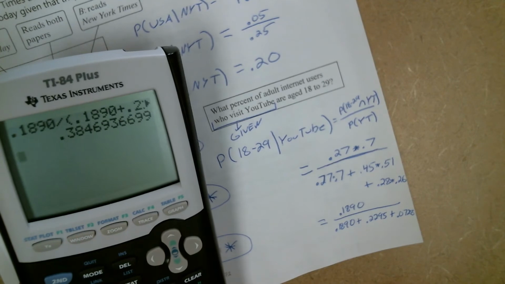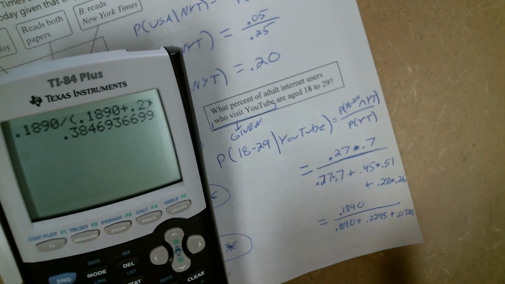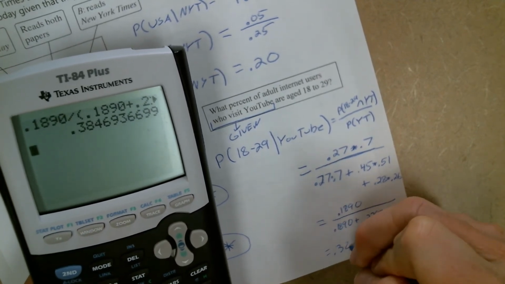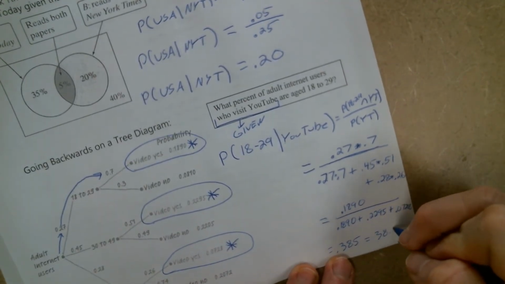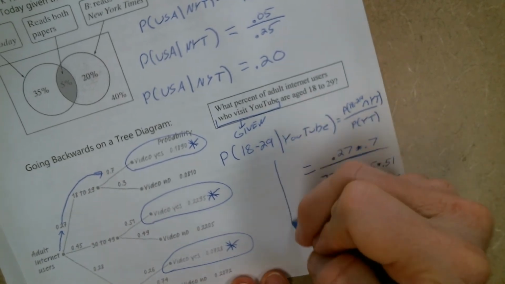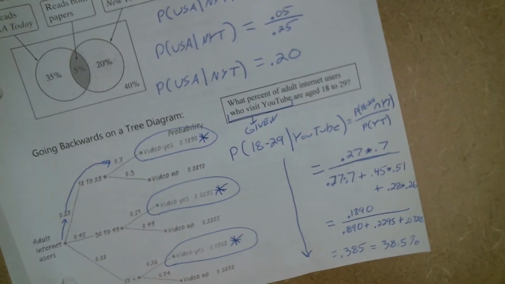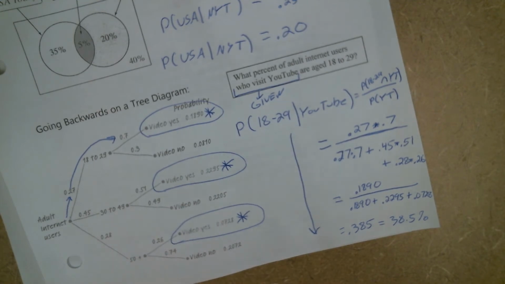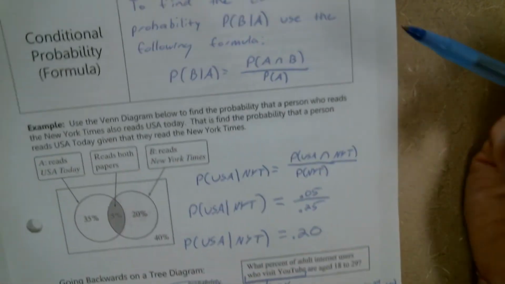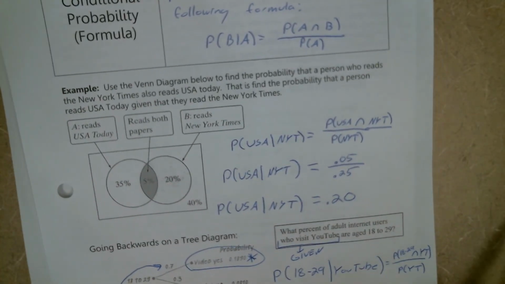We'll say 38.5, so 0.385 or 38.5%. All right. So that's saying that of all the people that visit YouTube, 38.5% of them are ages 18 to 29. And again, we're using this table to work backwards and answer a question that's not immediately obvious, but we can find using this formula here.